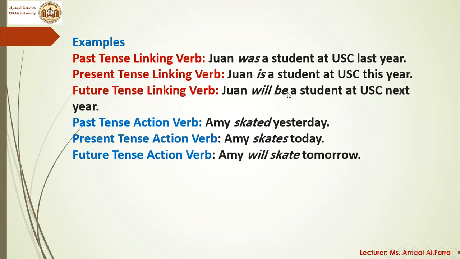What is the linking verb? It is be here, is here, was here. Be is the infinitive, the root of is, was, am, are, were. And here be is used as infinitive after will. Okay, will be is the future tense of the linking verb. Regarding the action verb, look here, this example. Past tense action verb, when I say Amy skated yesterday. Skated, it is in the past. Present, Amy skates today. Future, Amy will skate tomorrow.